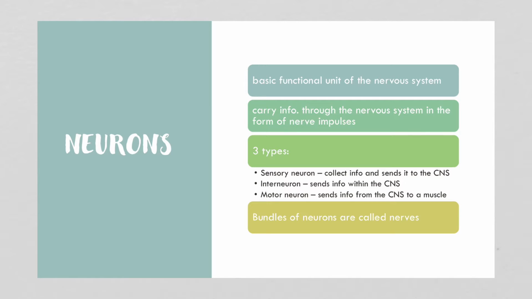So, to differentiate between central nervous system and peripheral, PNS, peripheral nervous system, the central nervous system is your brain and your spinal cord, and then the peripheral nervous system are any of the nerves and neurons that extend from your central nervous system to the rest of your body.